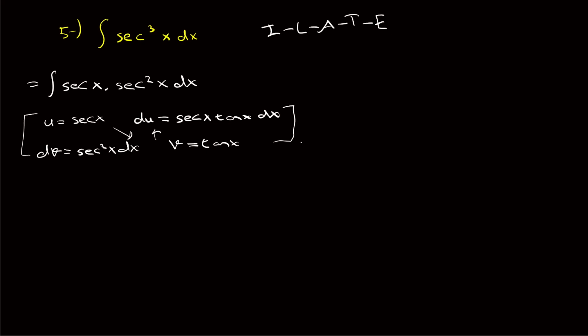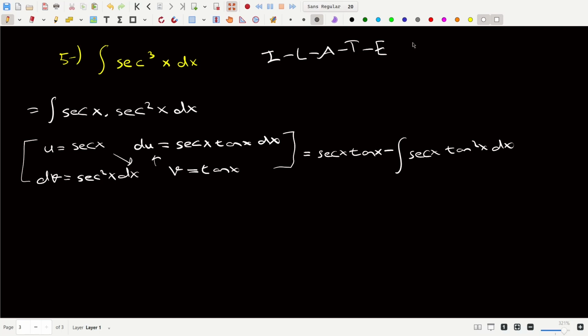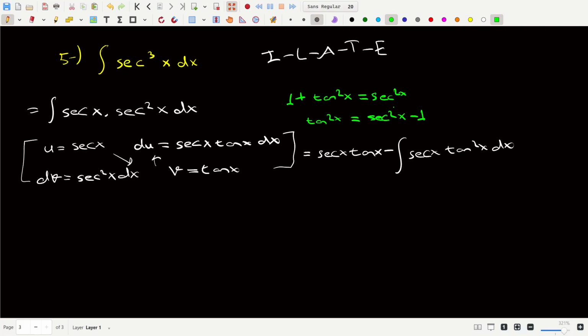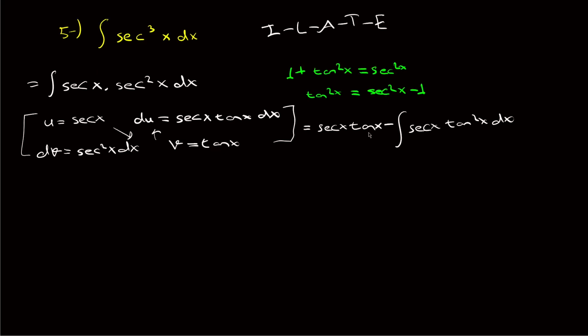Follow the arrows, we get secant x tan x minus integral of secant x tan squared x dx. Alright? I need to remind you guys one more thing. Let's write it with green again. 1 plus tan squared x is equal to secant squared x. So tan squared x is equal to secant squared x minus 1, right? We will have to use this. You will use this quite a lot, so don't forget this, alright?